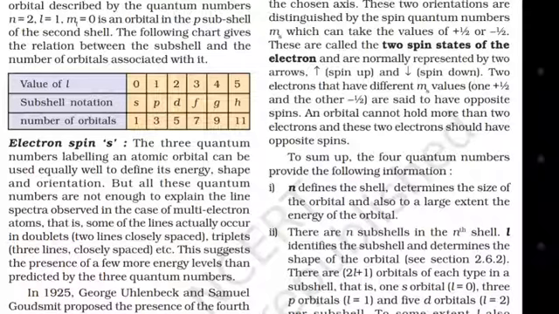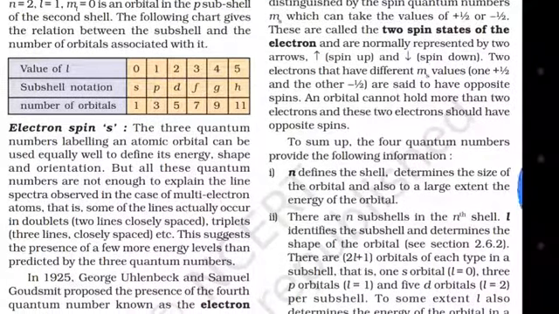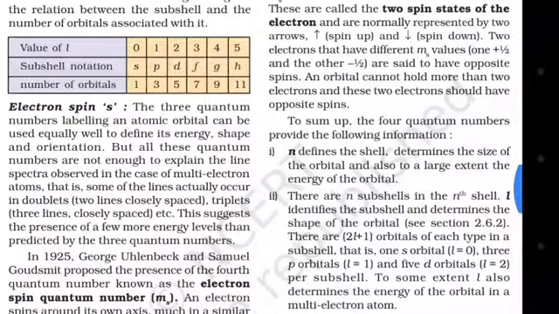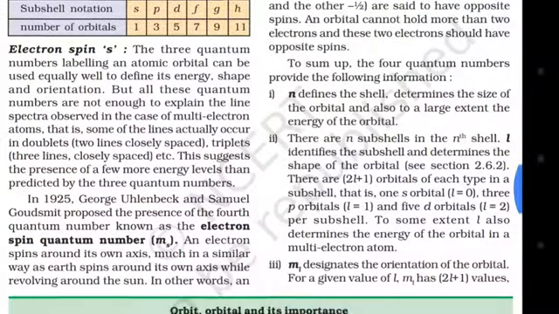That's very simple. Electron spin. The three quantum numbers labeling an atomic orbital can be used equally well to define its energy, shape and orientation. But all these quantum numbers are not enough to explain the line spectra observed in case of multi-electron atoms. That is, some of the lines actually occur in doublets, in bracket 2 lines closely spaced, triplets, 3 lines closely spaced. This suggests the presence of a few more energy levels than predicted by the 3 quantum numbers.